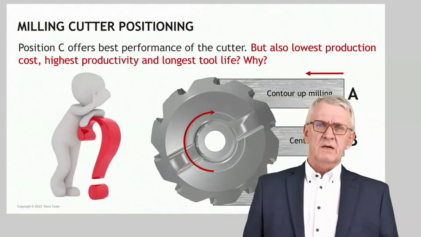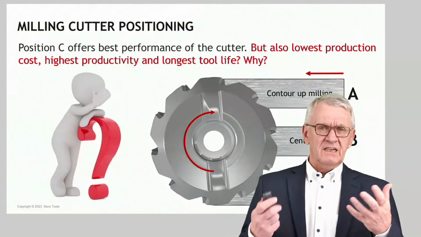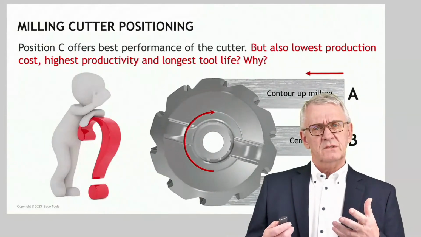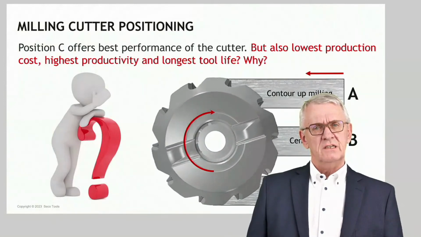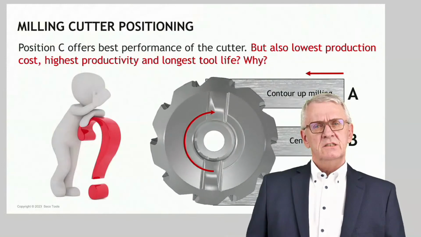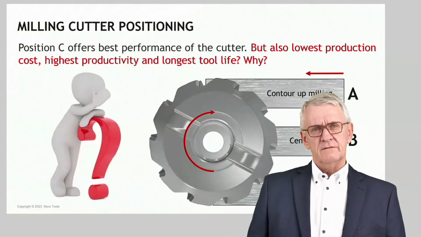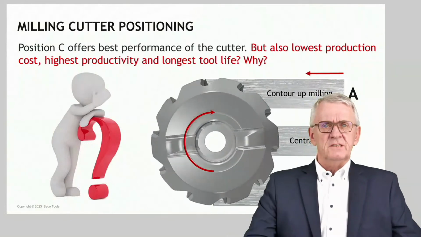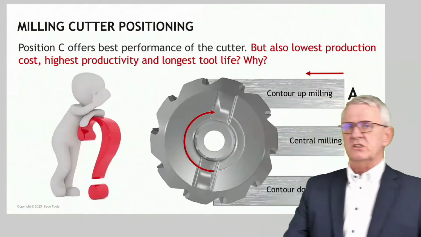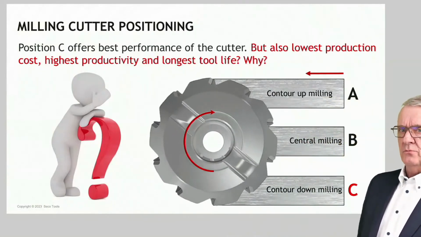But at the same time we said, or perhaps I didn't emphasize enough, that option C, side milling, down milling, we also defined as the cheapest one, giving longest tool life. Highest productivity. Now, why highest productivity? Why should option C be faster than option A or option B?